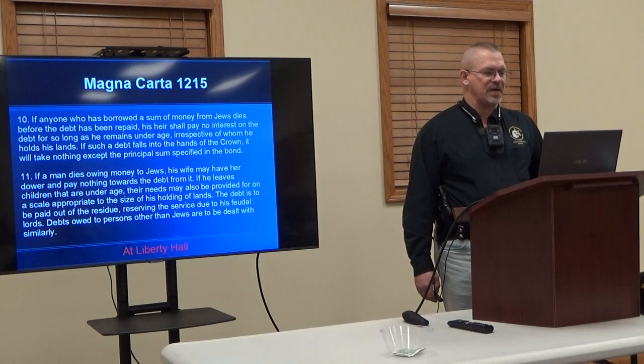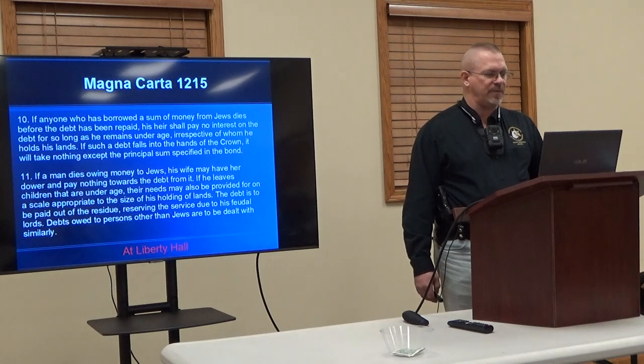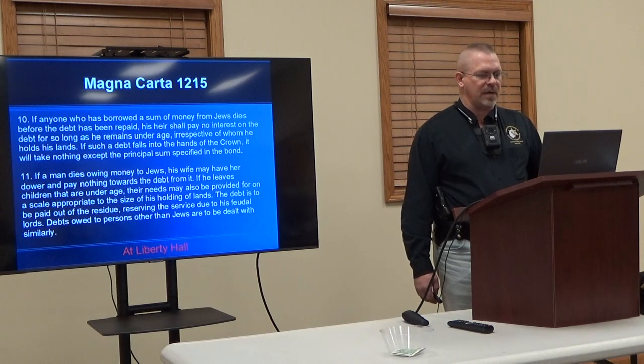11. If a man dies owing money to Jews, his wife may have her dowry and pay nothing toward the debt from it. If he leaves children that are under age, their needs may also be provided for on a scale appropriate to the size of his holding of lands. The debt is to be paid out of the residue, reserving the service due to his feudal lords. Debts owed to persons other than Jews are to be dealt with similarly.